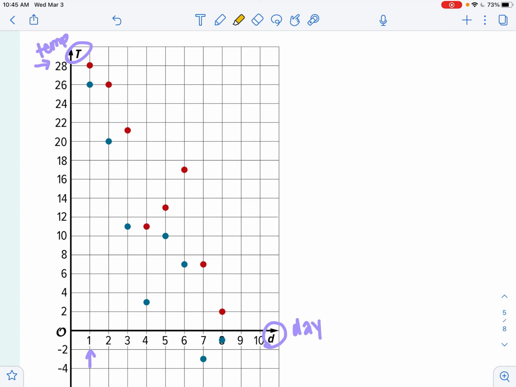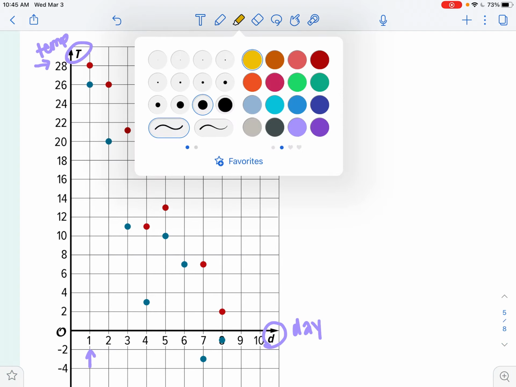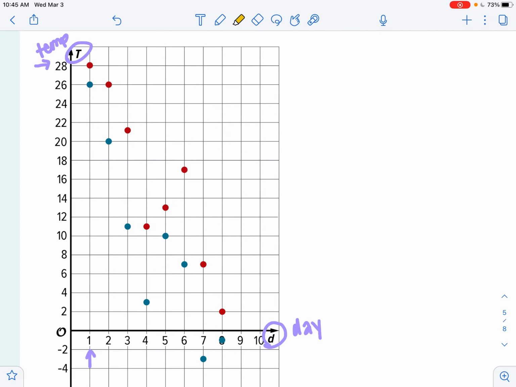So, for example, if we zoom in on day 4, we can see that the warmest temperature was 11 degrees Fahrenheit, and the coldest temperature was 3 degrees Fahrenheit. This will also allow us to find the difference between the low and the high temperature.